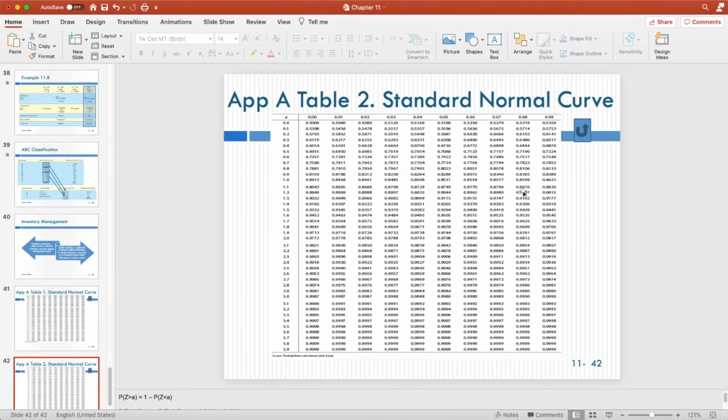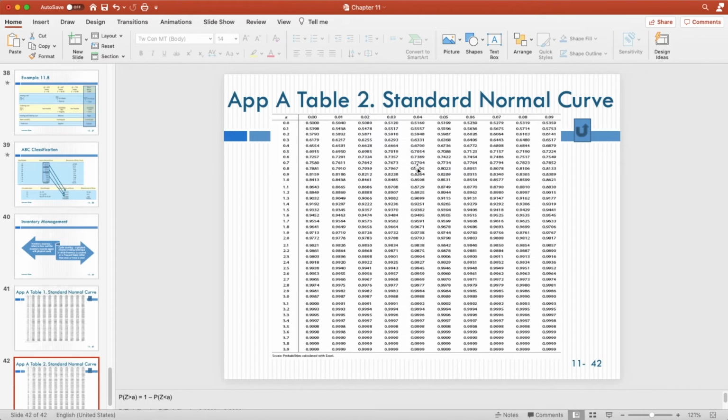We just look at the inside cells and try to find the value that is closest to 0.8. Which one is the closest? You see, 0.7995. This value is not exactly 0.8, but it's the closest number shown within the z table, right? It's close enough, okay? Then we already figure out the corresponding probability.